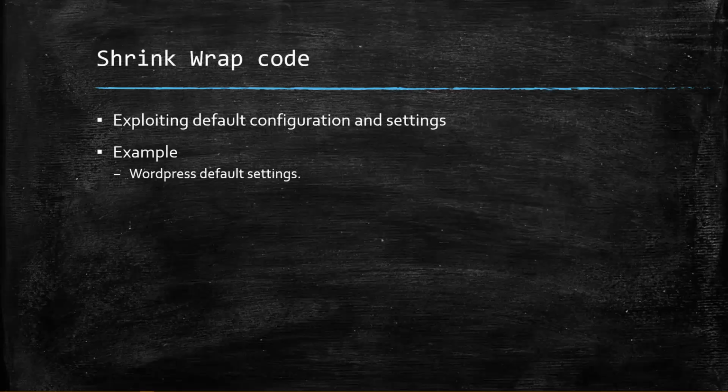Shrink wrap code attacks: consider a WordPress application. You are running WordPress on your website, and the default username and password for WordPress is admin and admin. If we didn't change the default username and password, that can be vulnerable. And the default login page is wp-login.php, like yourdomain.com/wp-login.php. You can change that URL for security purposes.